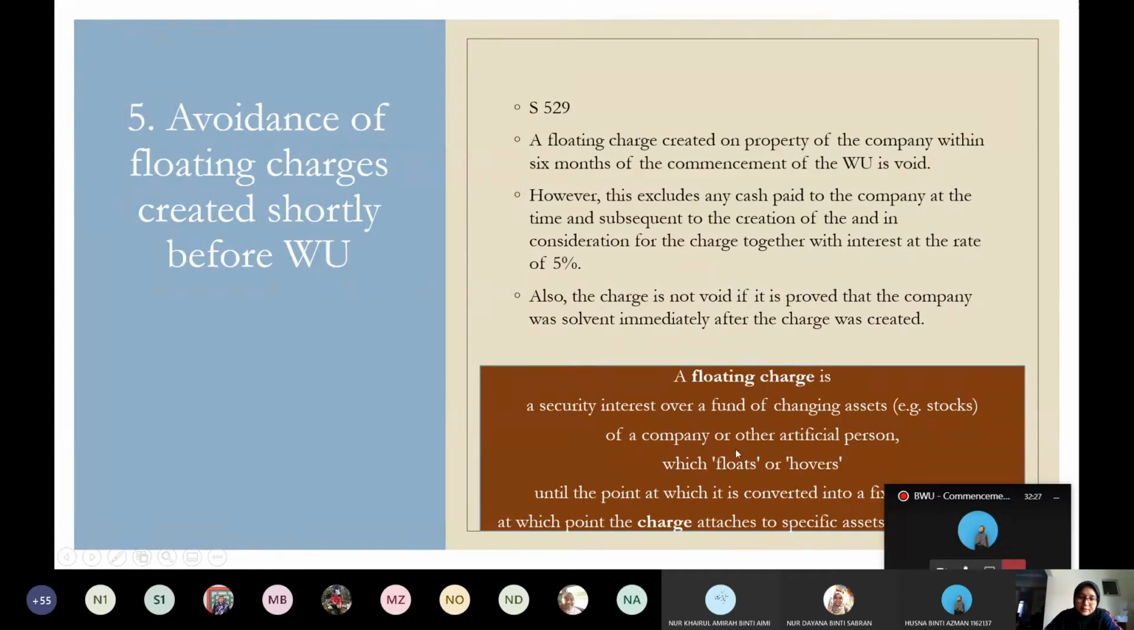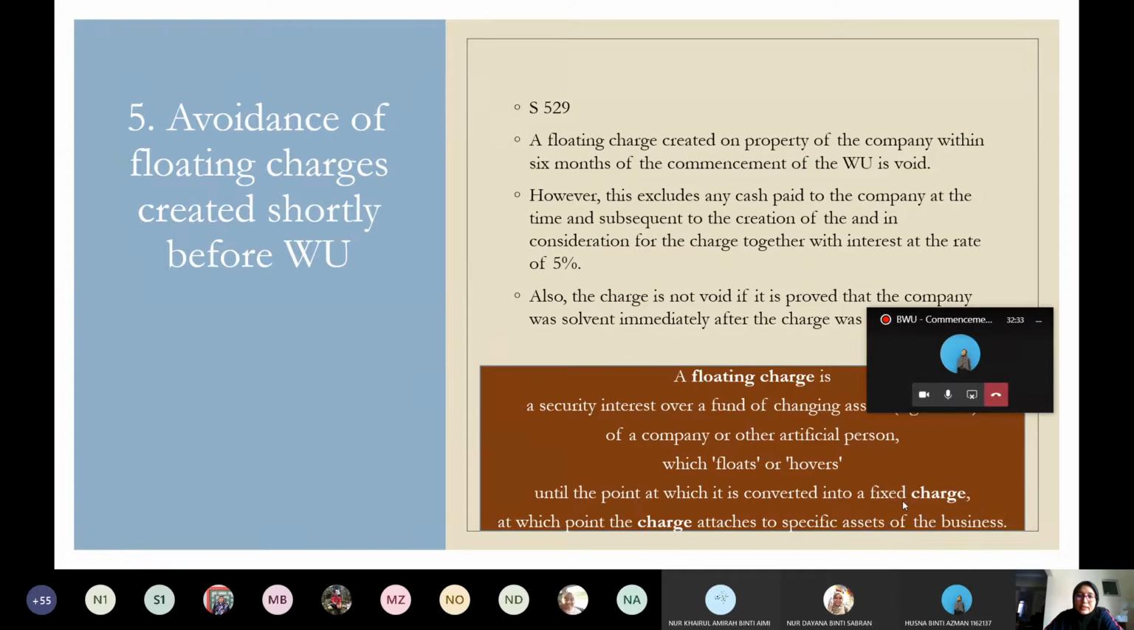It says the artificial person, that is the company, whose charge floats or hovers until the point at which it is converted into a fixed charge, at which point the charge attaches to a specific asset of the business. So that is the floating charge. It is a charge over something which, for the time being, floats until a certain time.